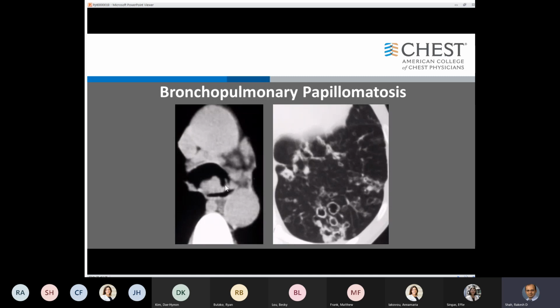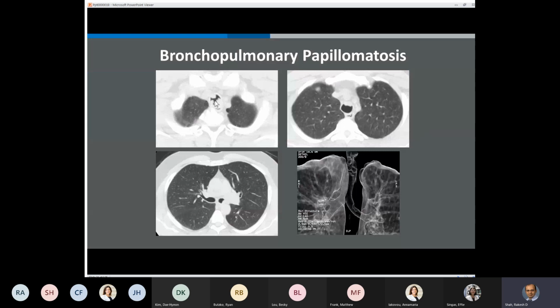Here's a different patient who was only 14 years old, and he was having clinical symptoms for a long time. Finally, he had imaging, and you can see that he has an endoluminal lesion, as well as subsequently some lesions within the lungs. And this is a classic appearance of bronchopulmonary papillomatosis.